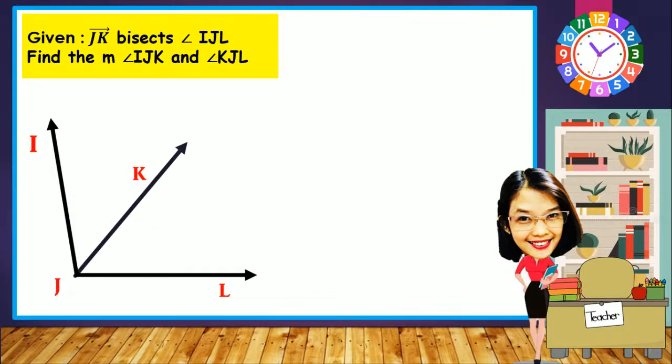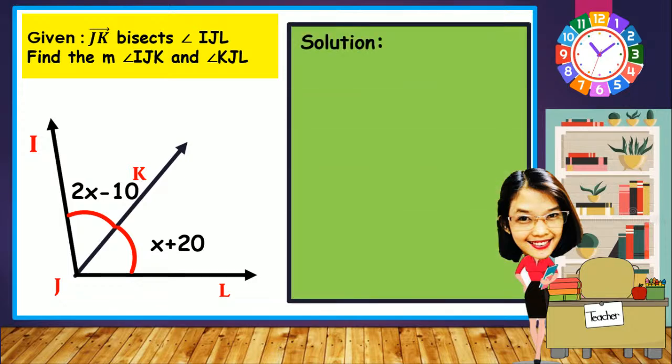Okay, how about with this one? This will be the last example. Given that ray JK bisects angle IJL. Find the measure of IJK and KJL. So as you observe, it does not state their exact measurements. So, how can we solve this? Do you have any idea?